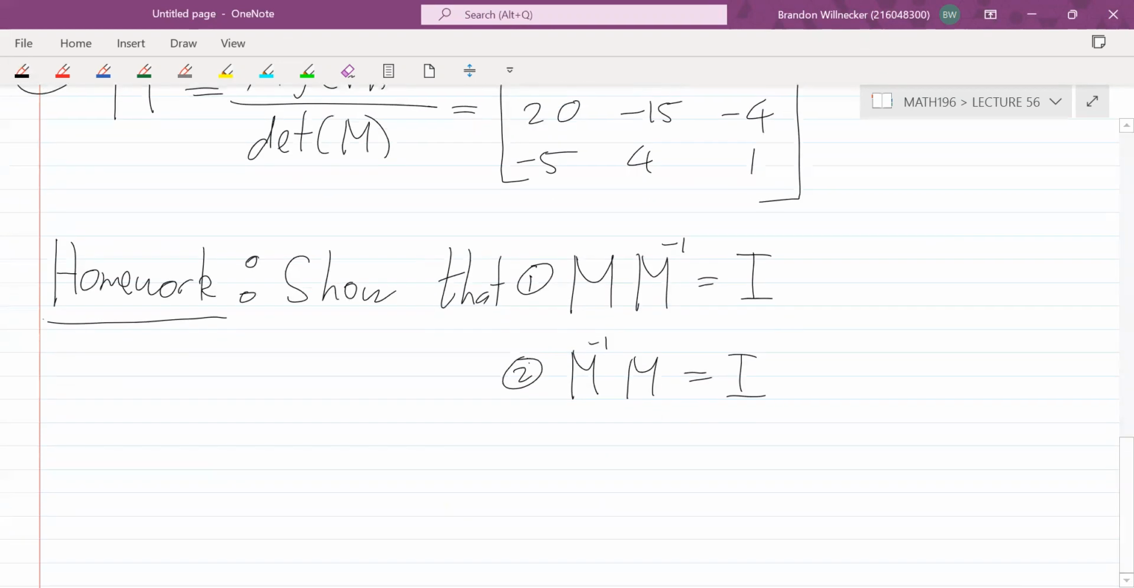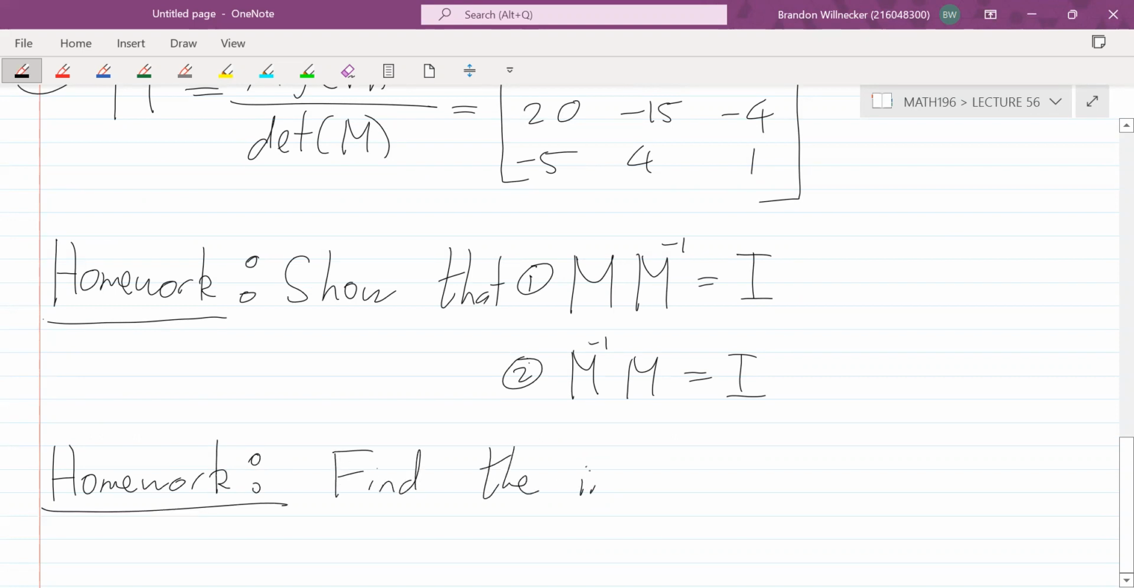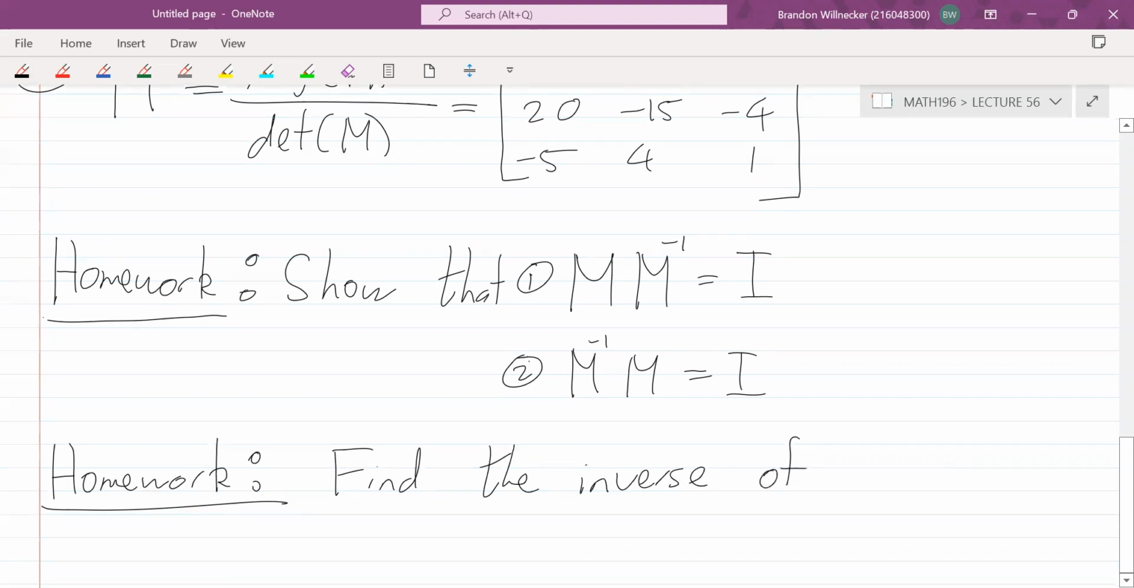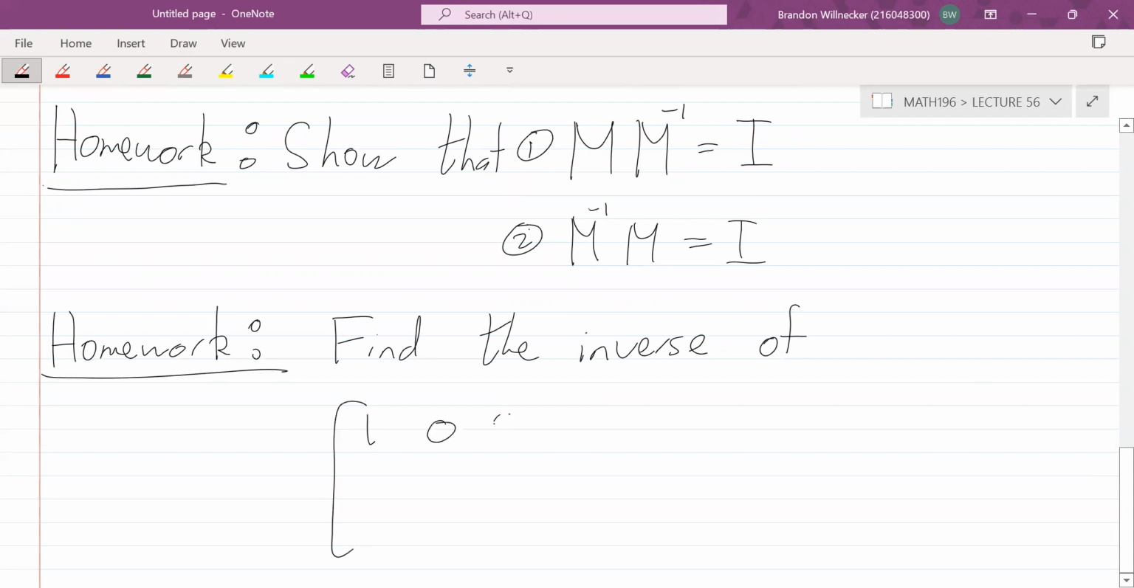Okay, another homework question. Find the inverse of the matrix 1, 0, 2, 3, 4, 1, 1, 1, 5. Okay, so we've got this matrix here. Find the inverse of the matrix. If you can't find the inverse, explain why you can't find the inverse. Okay, so remember those steps that I told you about. Okay, so now we know how to find the inverse of a matrix.